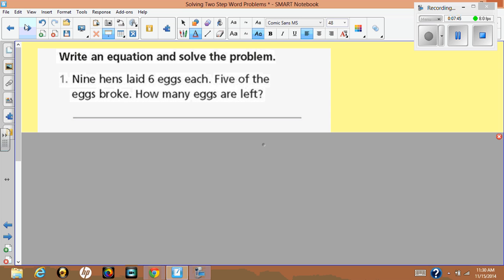So here goes. Let's read the word problem before we even begin. We need to know what our word problem says. 9 hens laid 6 eggs. 5 of the eggs broke. How many eggs are left? Okay. Let's begin by, let me get a pen. Let's do red again because that really makes it nice and clear for us.